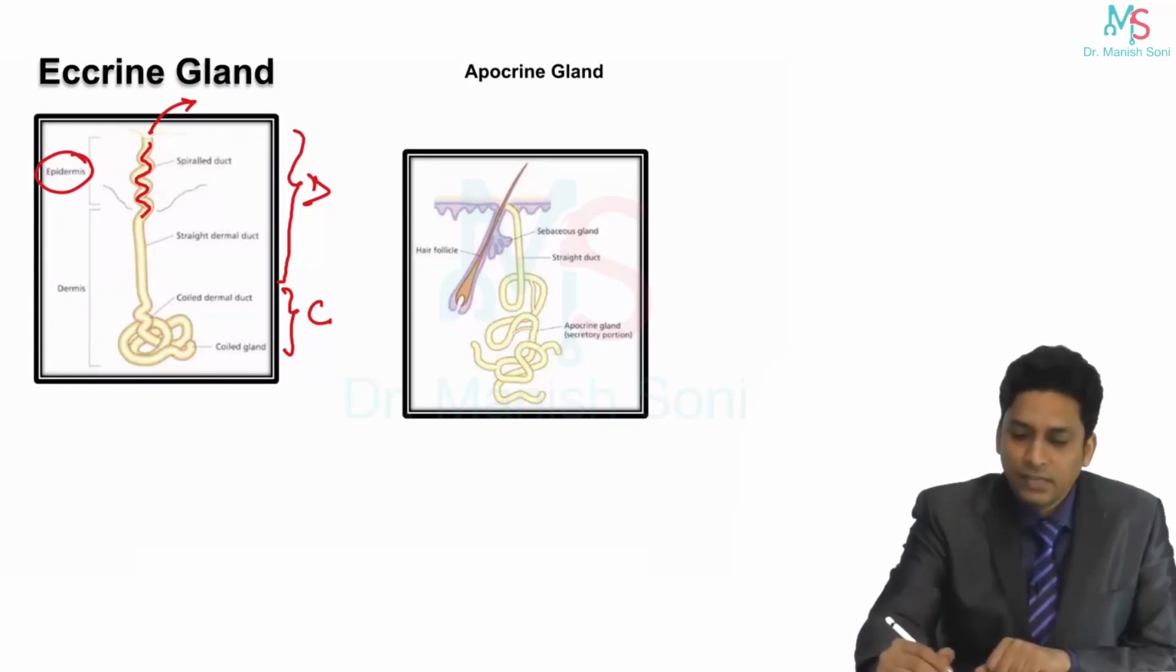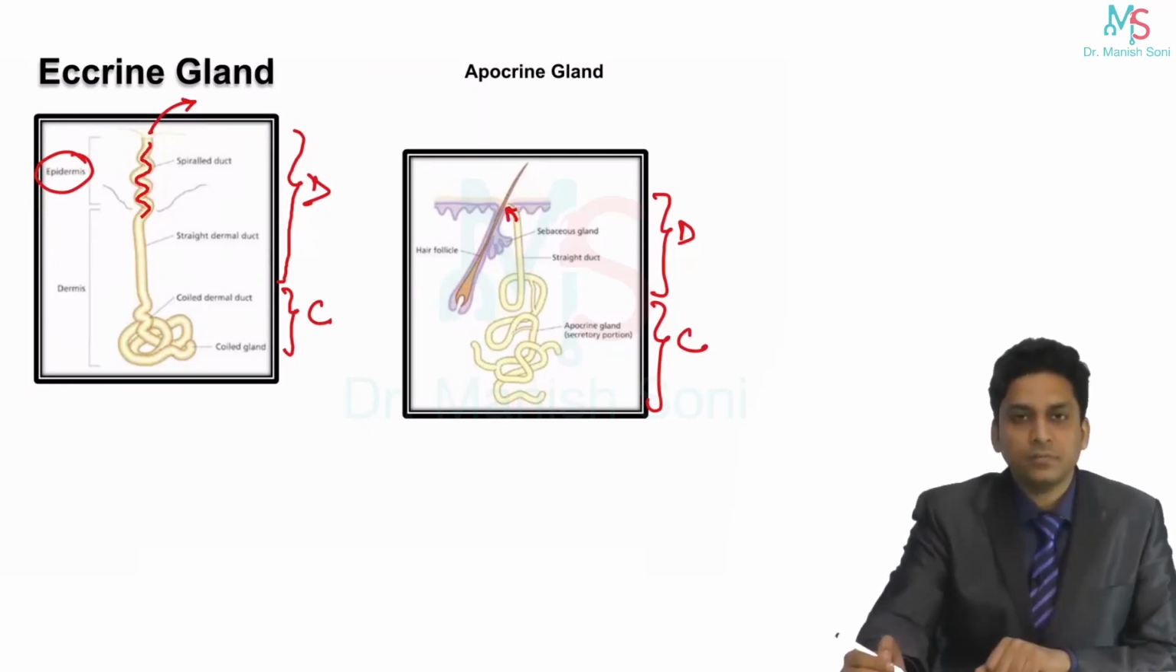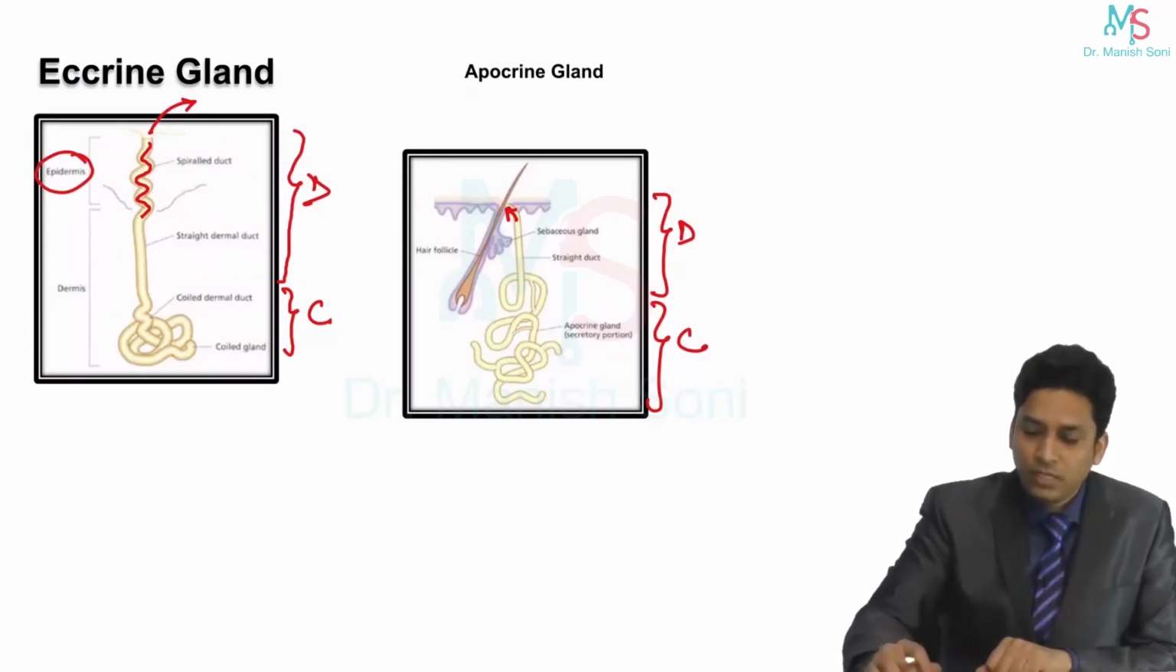Okay, while this is apocrine. Apocrine also has two portions. This is the duct portion, this is the coil portion, and this duct does not directly open over the skin surface, it opens along with hair follicle. So these are two major differences which you need to remember. Let us note them down.